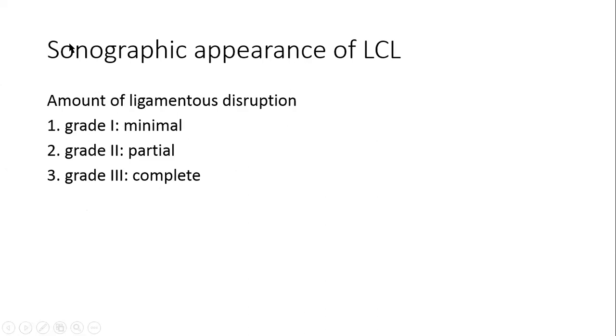Now, qualitatively, you can look at the LCL, or for that matter the MCL or other ligaments, and you can grade them based on what you see in the ligament. So for grade 1, the ligament will be hypoechoic but intact, so you will not see so much joint gapping. This is more like a strain where there is some microfailure within the ligament, but it's grossly intact. Grade 2 is where you see partial failure. So you will see some retracted fibers, and some of you have seen MCL grade 2. Many of you have, actually.